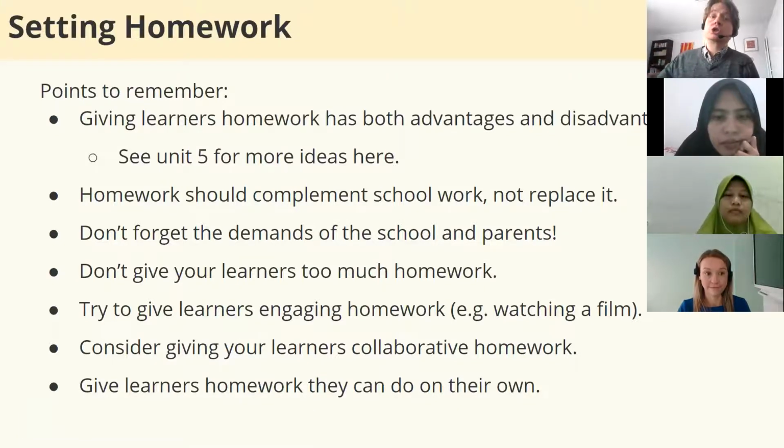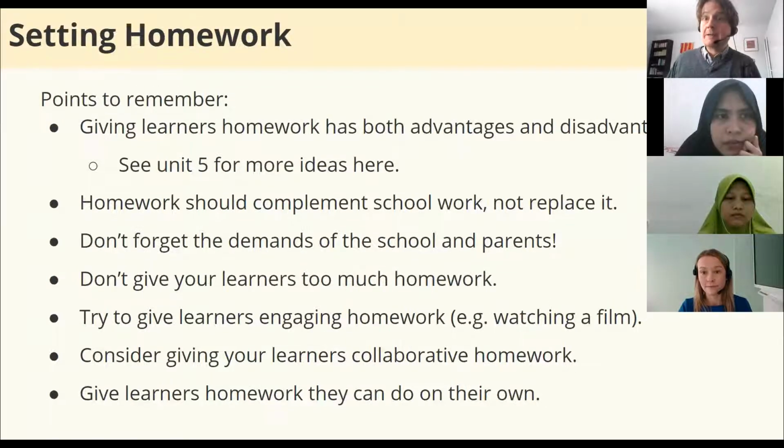Obviously, homework should complement schoolwork and not replace it. We're the teachers, we're doing the work with our learners, but we do want to set them some homework perhaps to strengthen their learning, or perhaps we give them some work before the class, some vocabulary, so that in the lesson they do some reading. So more of a flipped approach here.